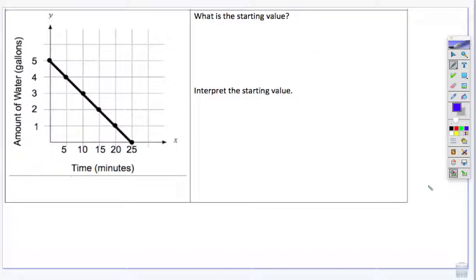Okay. This example gives us a graph. The variables here are time and amount of water. Time is our independent variable. Amount of water is our dependent variable. The starting value we're looking for, and we can call this the y-intercept. So we're looking for where it crosses the vertical y-axis. It crosses the vertical y-axis right there at (0, 5).